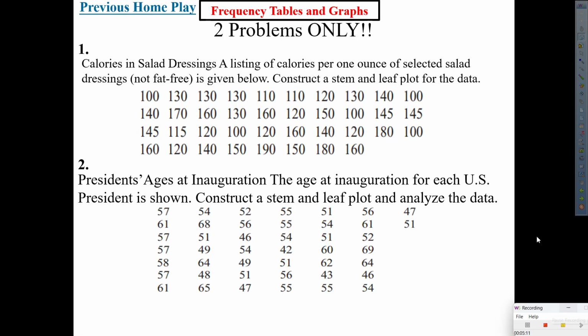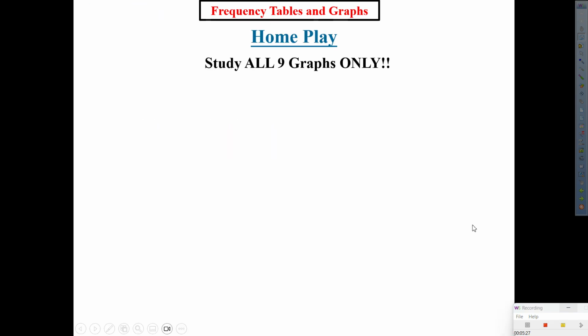All right. Last night you had 2 stem and leaf. Turn those in on Canvas, please. Do that right now. 1 minute. Go to Canvas. Turn it in, please. 2 problems last night. And then get a Cornell note ready.